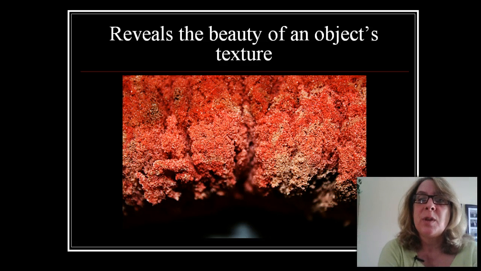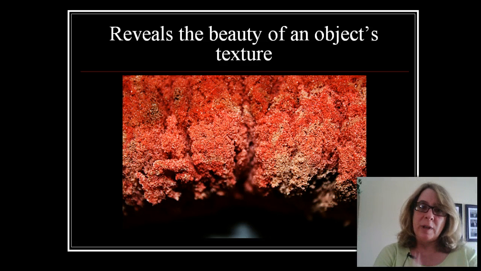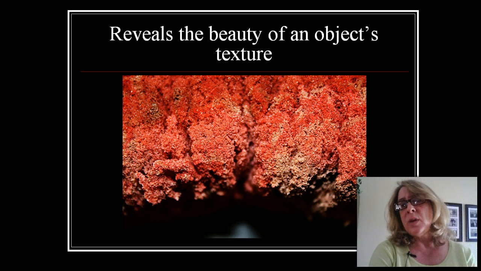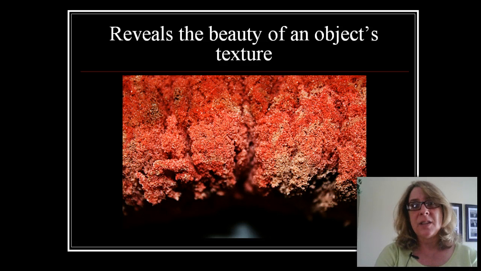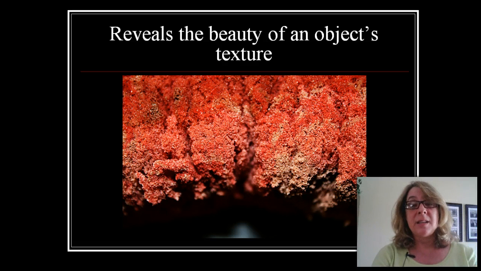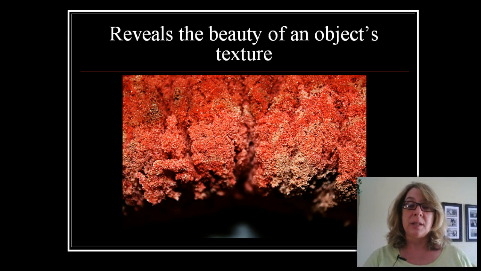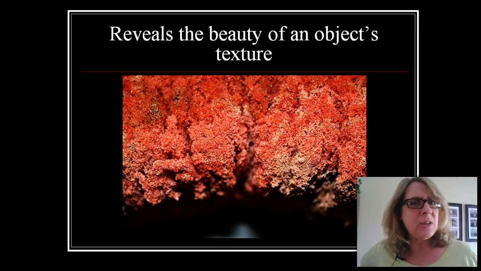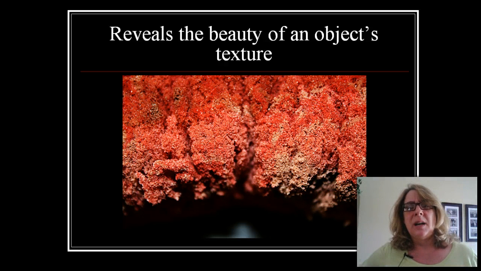Here's an example where the student found an object, got really close, turned on their macro setting, and experimented with their flash on and with their flash off until they got this really cool photo. It's really hard to tell what this photo is, but it's actually one of the sponges by my desk, by my sink. The cool thing about it is that parts are in focus, parts are out of focus, there are light parts and dark parts, and it's very interesting. It makes you wonder what it is. Could it be something from the ocean? Could it be a piece of a flower? But it's actually a sponge.